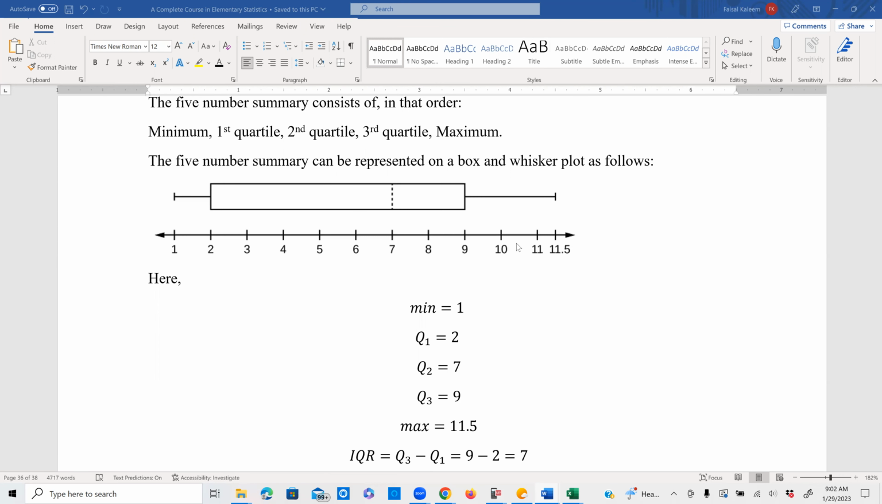And we may also find the interquartile range from here. And that's Q3 minus Q1, 9 minus 2, 7.